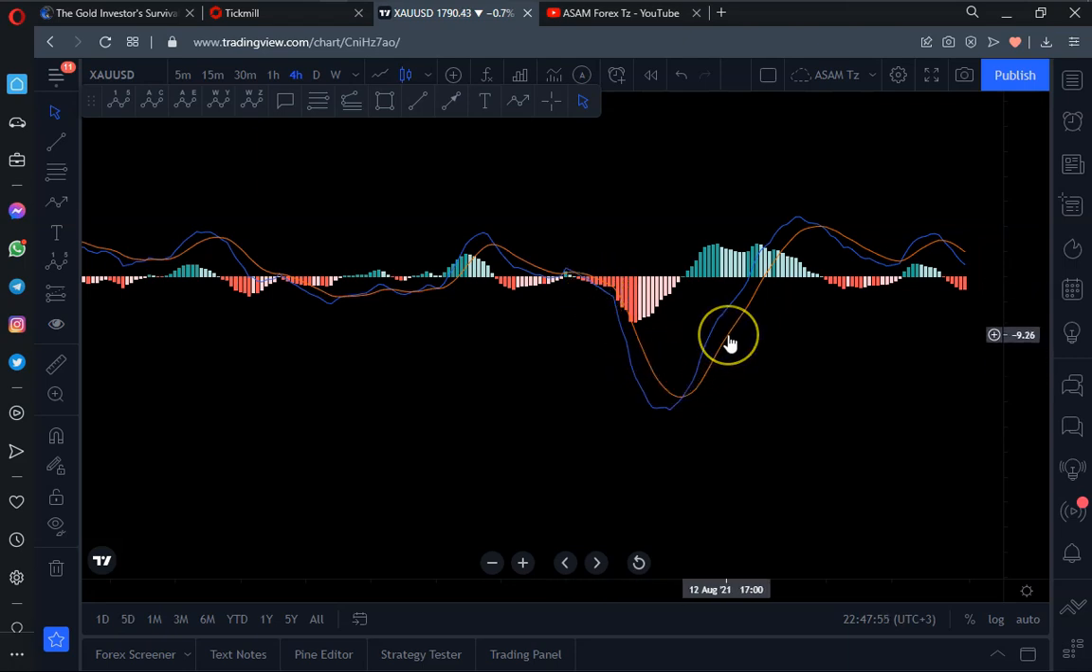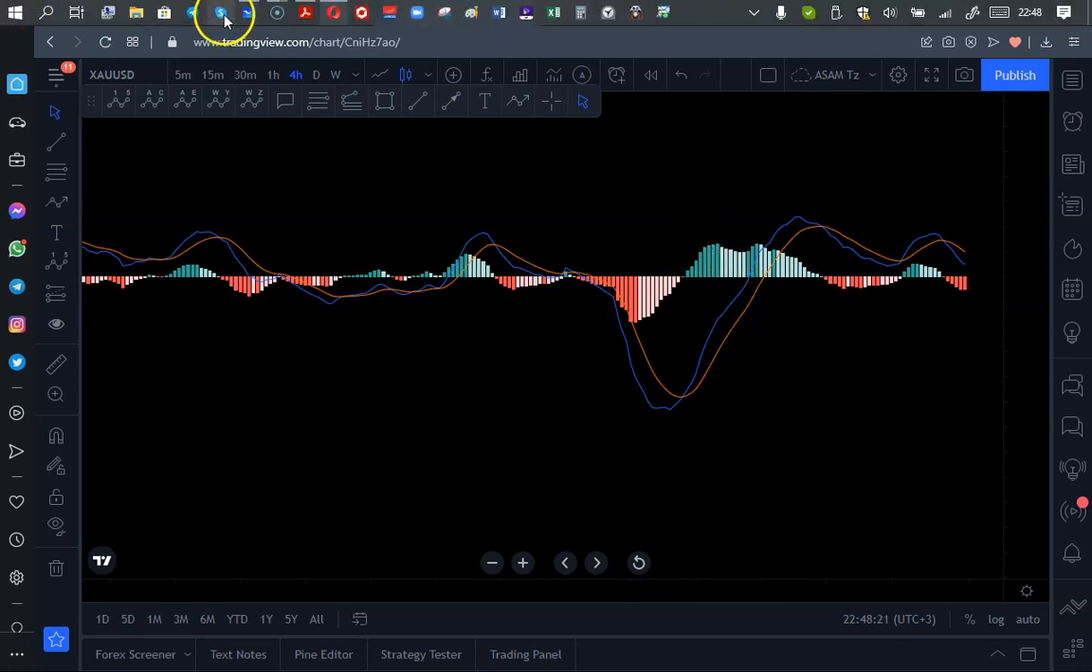And when the MACD line and signal line cross the zero line from the downside to the upside, this shows a short-term uptrend. So that's how you are going to use the MACD line crossover or cross below a zero line. You're going to use them that way.